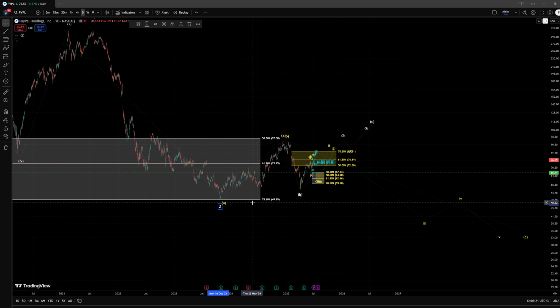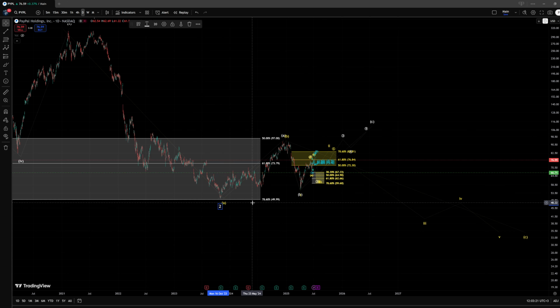But yeah, the alternative to this white scenario is the yellow scenario, in which instead of finishing the wave 2 here, we only formed the A wave to the downside, and then we formed a wave B up, and we are now within the C wave to the downside. And within this C wave we completed a wave 1, and we are now forming the wave 2 to the upside before we go lower in the third wave.